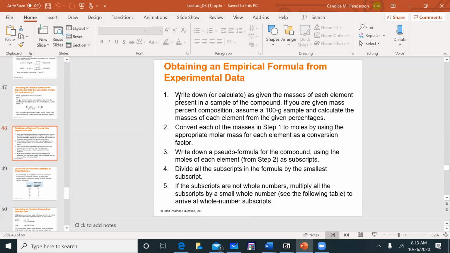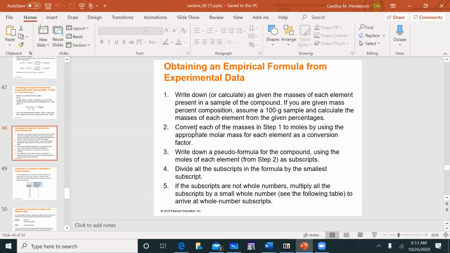So the first thing you want to do is write down or calculate the given masses of each element. So in this case, we were given the masses, right? We were given 3 and 24. This is important. If your sample happens to be given as a percent composition, so instead of saying 3 grams, it said 3%, I want you to just assume that it's a 100-gram sample, and you can take that percentage number, cross it off, and exchange it for a gram.